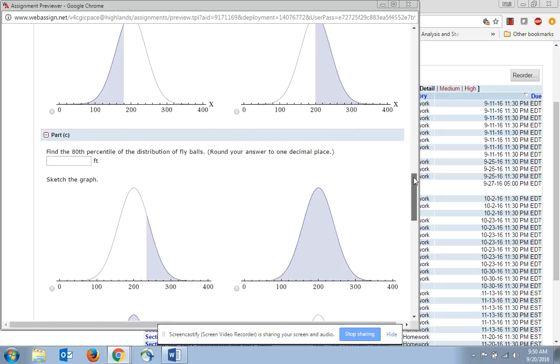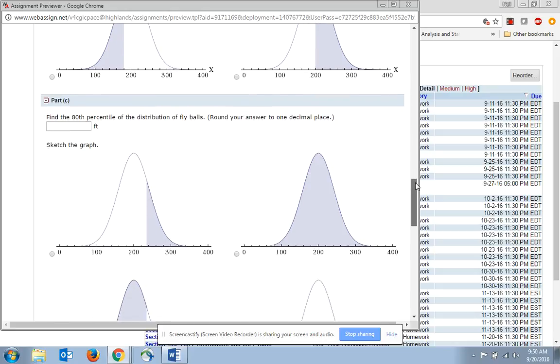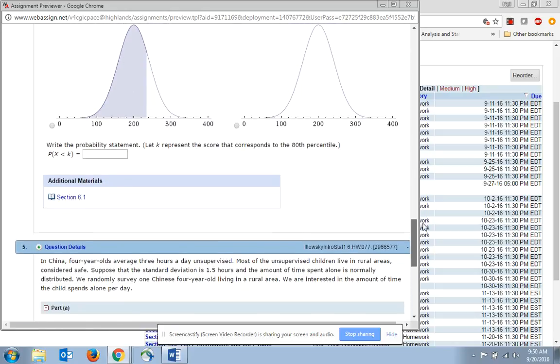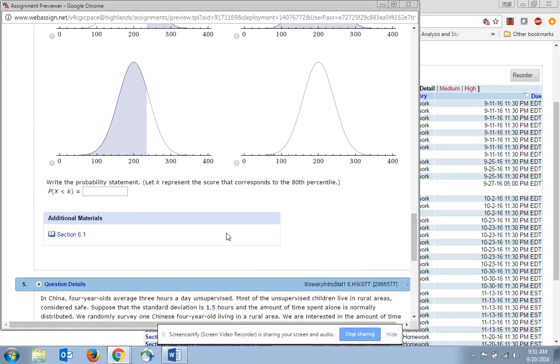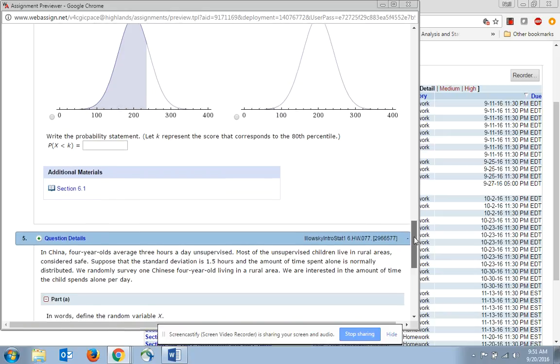Again, this is an inverse norm function, so you need to be careful and look at this one. And then for here, you're going to write the probability statement. So go ahead and look at this and see. I talk about it a little bit in the PowerPoints, but it's definitely in the book.